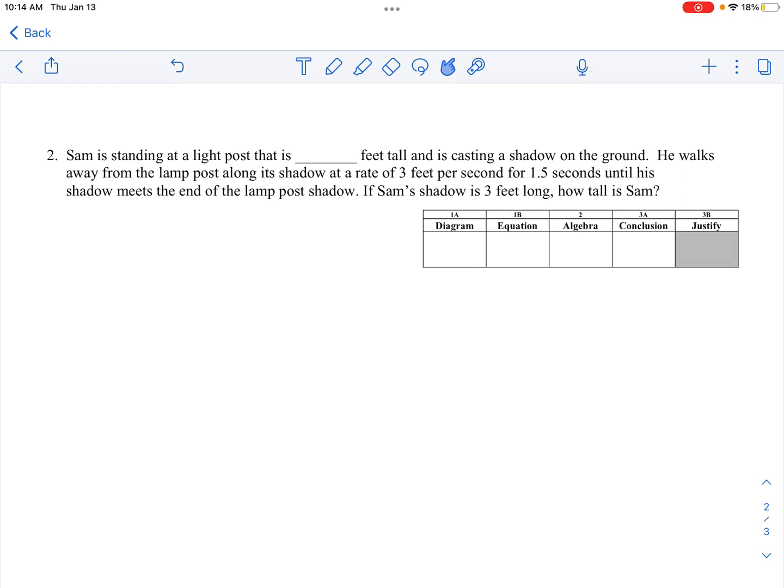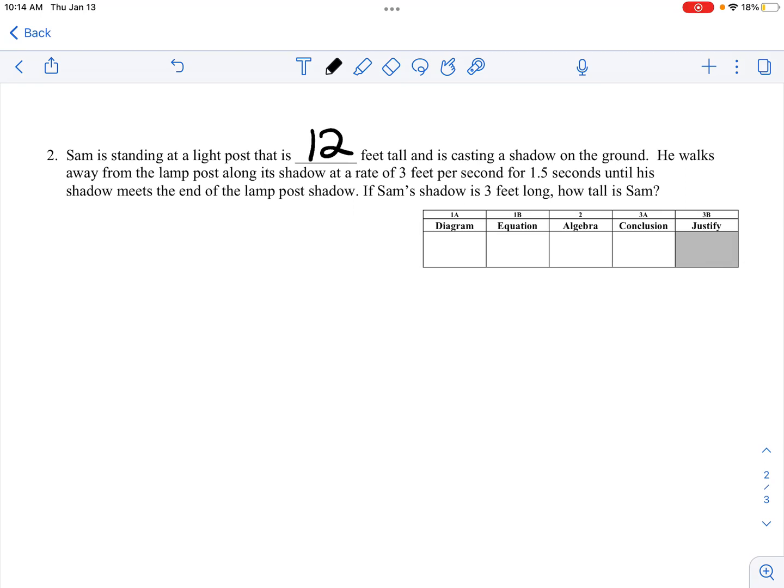Again, I read it first just to kind of figure out what they're talking about. Sam is standing at a light post that is 12 feet tall and is casting a shadow on the ground. He walks away from the lamppost and along its shadow at a rate of 3 feet per second for 1.5 seconds until the shadow meets the end of the lamppost shadow. If Sam's shadow is 3 feet long, how tall is Sam?